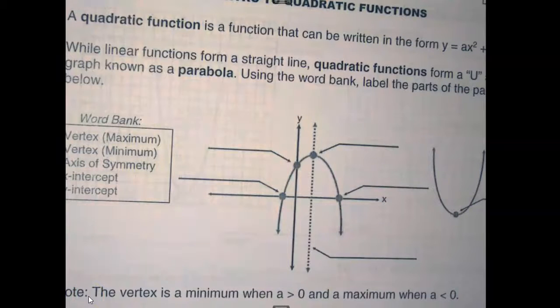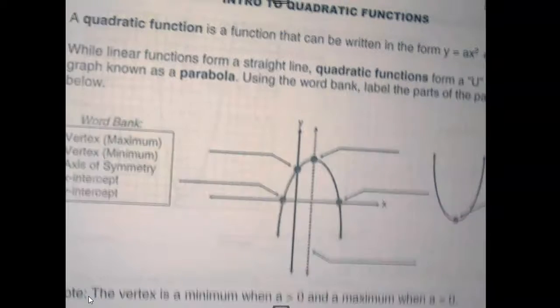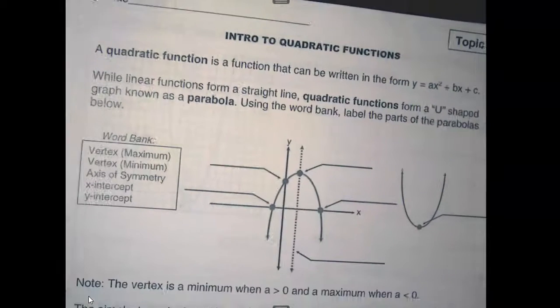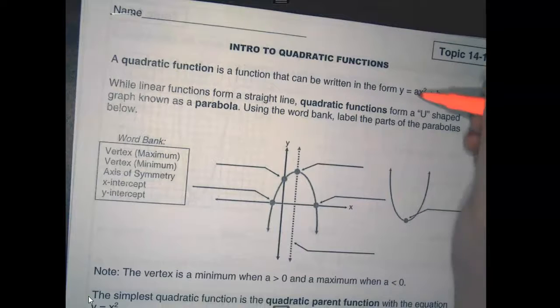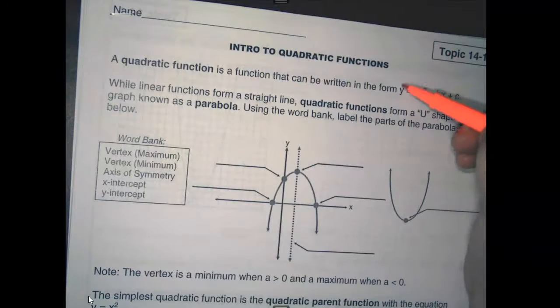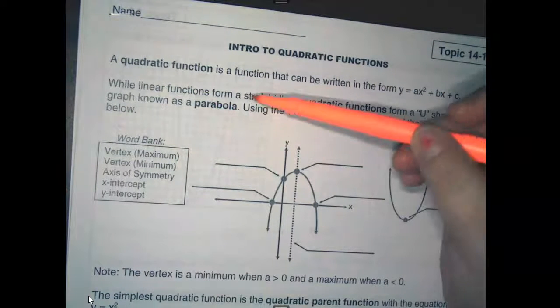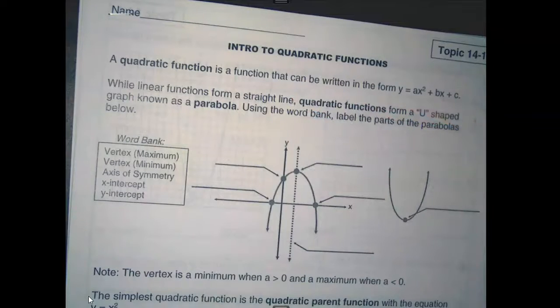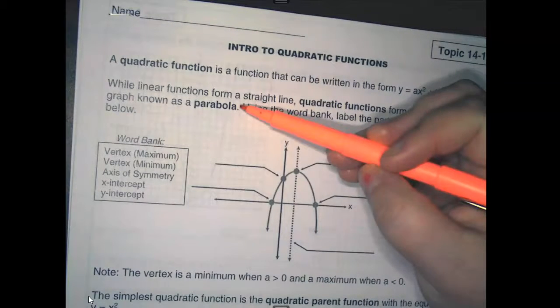All right, today's lesson is mainly, this is 14.1, sorry. This is mainly vocabulary based today. So a quadratic function is a function that can be written in the form of y equals ax squared plus bx plus c. Now this is familiar because we've already done this. We've just been looking at that y as a 0 so we can solve for it. Linear functions form a straight line and quadratics form a U-shape known as a parabola.